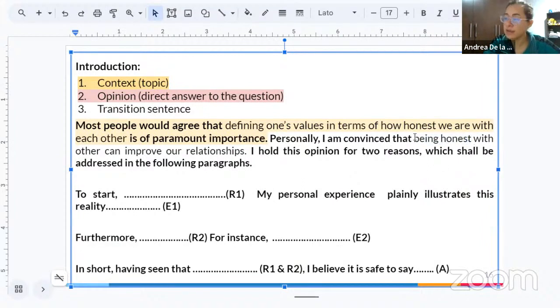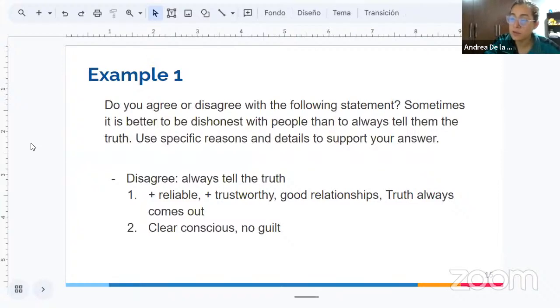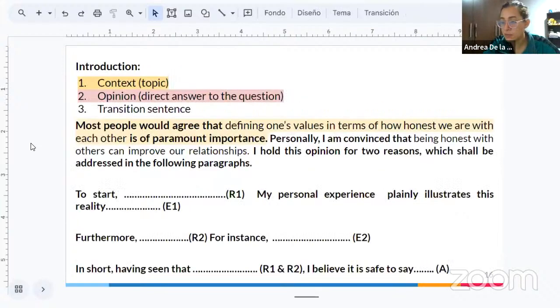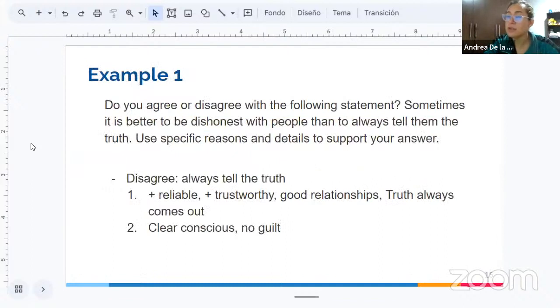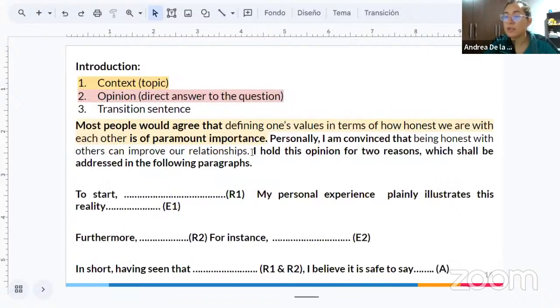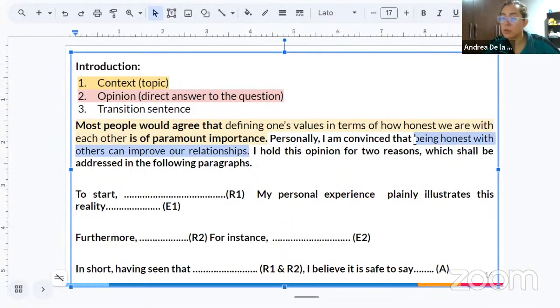But as for the content, could it be this phrase, being honest with others can improve our relationships? No, not really. Why? Because we are not directly answering the question. The question doesn't say, do you agree or disagree that being honest with other people can improve your relationships? That wasn't the question, right? The question is not about whether being honest or not can improve our relationships. The question is whether being honest always is better than lying sometimes. So you cannot go somewhere else. You have to try to answer the question as directly as you can.